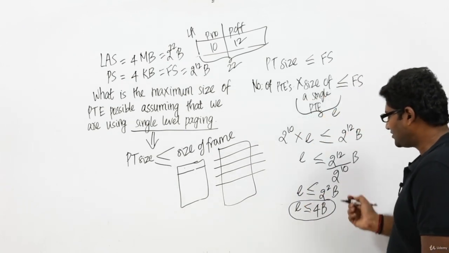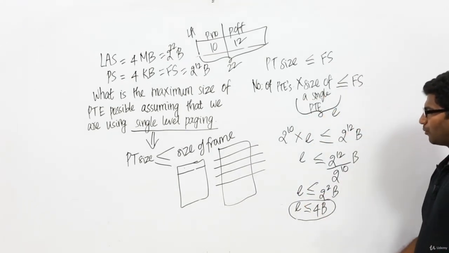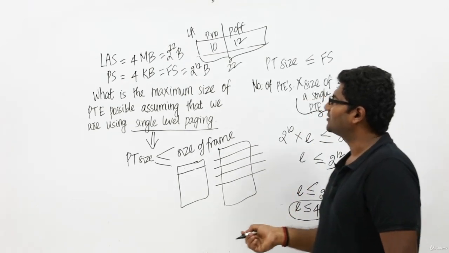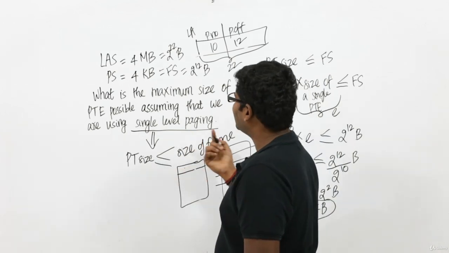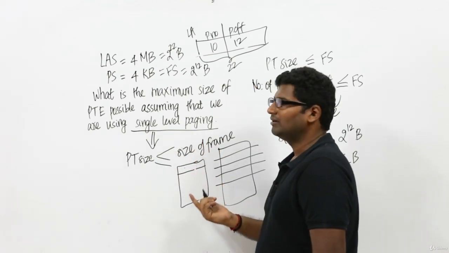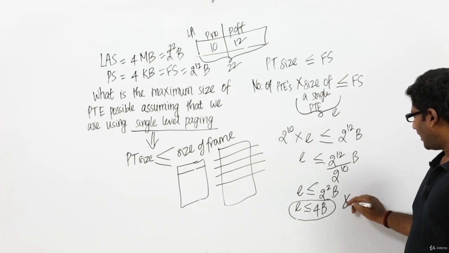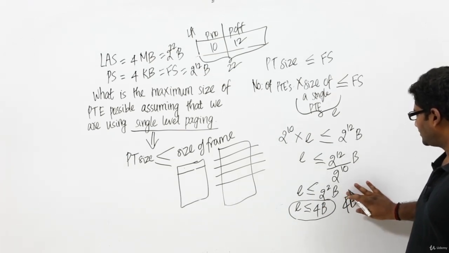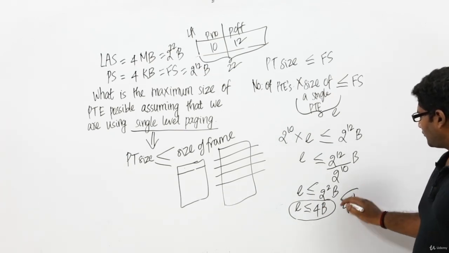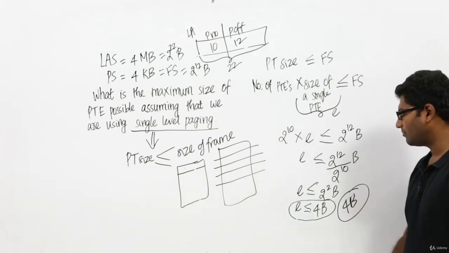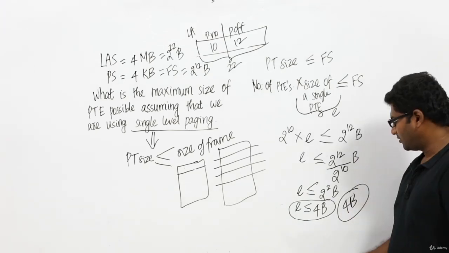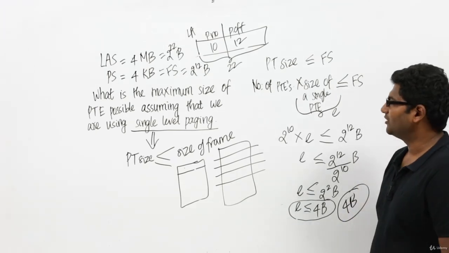Which is actually contradicting our question. They have given that we should use single level paging. So the size of the page table entry should be less than or equal to 4 bytes. The question they have asked is, what is the maximum size of the page table entry possible? The maximum size of the page table entry possible is nothing but 4 bytes, assuming that we use single level paging. So the answer for this question is 4 bytes.